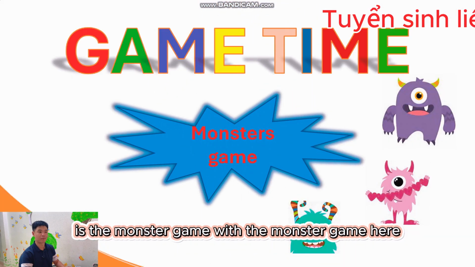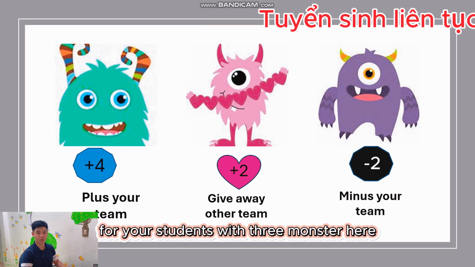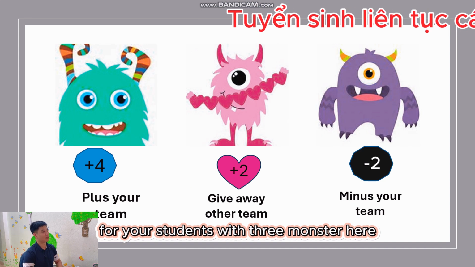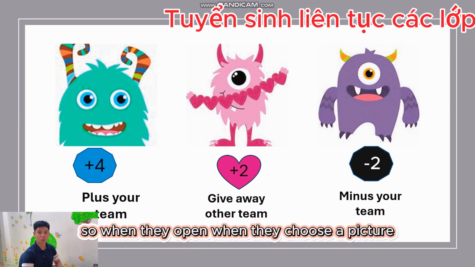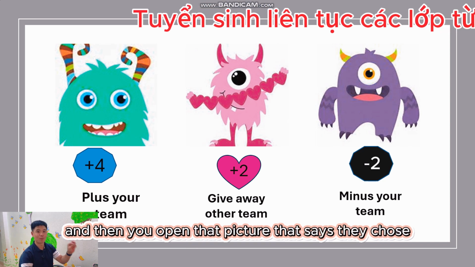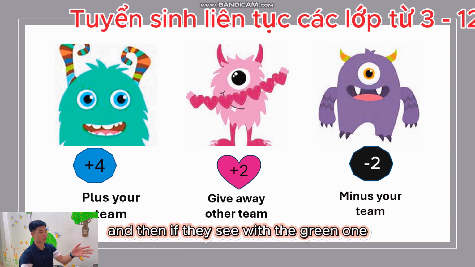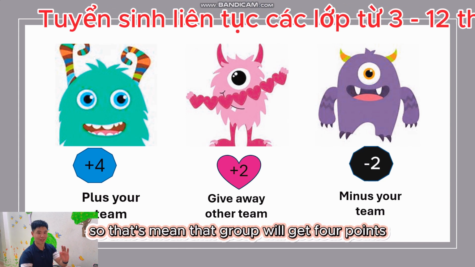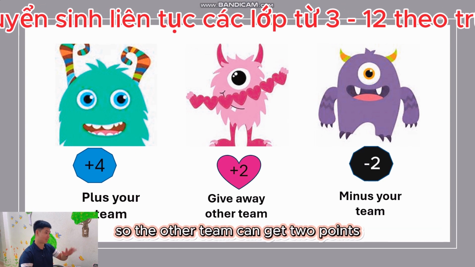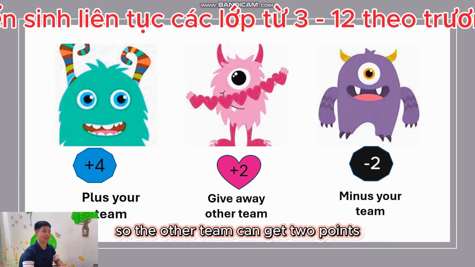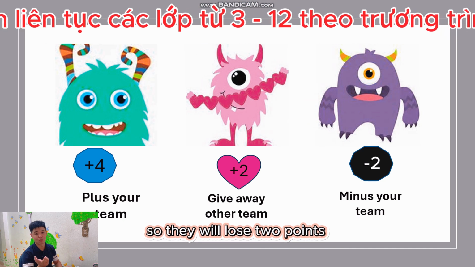That's the Monster Game. With the Monster Game, first you can explain to your students about the 3 monsters here. When they choose a picture, you open the picture they chose, and if they see the green one, that means they get 4 points. If they see the pink one, the other team gets 2 points, and if they see the purple one, they will lose 2 points. Okay.